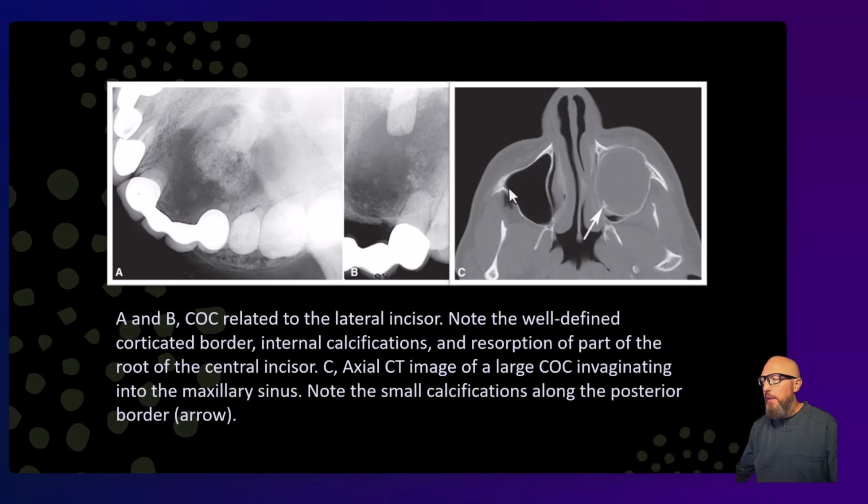Hopefully you can appreciate that these are the maxillary sinuses. And obviously there's something going on here. It's got some borders around it. This arrow is indicating the border, showing that here's still some sinus, right? Sinuses should be filled with air. They should be black like this. But in this case, we have the border of a lesion. It's nice and well-defined and corticated. And then we also see some calcifications along the posterior border. So that happened to be a COC.